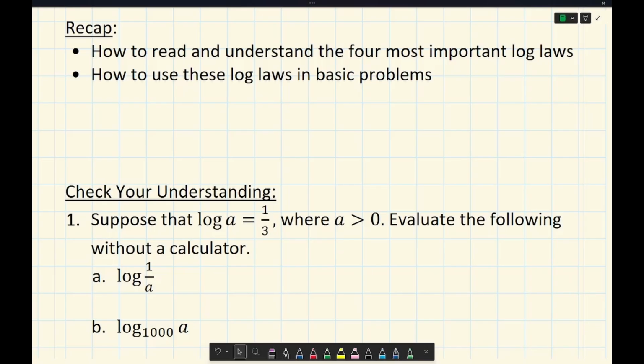Now let's do a quick recap of everything we covered in this video. We learned how to read and understand the 4 most important log laws and how to use them in basic problems. So those are your basic building blocks. And now it is your turn to give this a try. Suppose that we have log a is equal to 1/3, where a is greater than 0. Can you evaluate the following without a calculator? Make sure to leave your answer in the comments below and let us know if you'd like to see more content on logs in the future.